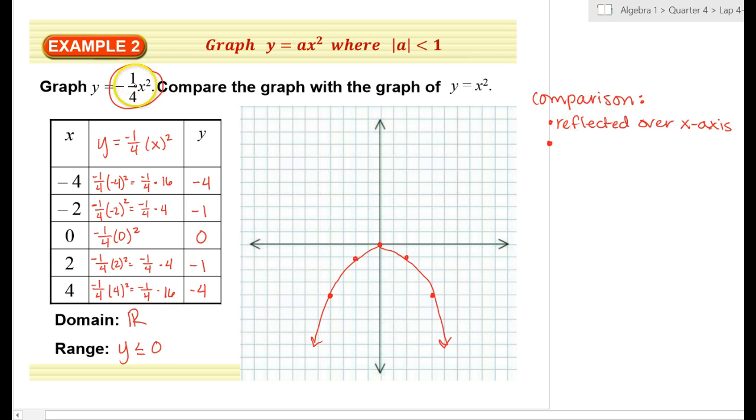But if we look, my a value is less than 1, which means there is a vertical shrink. It's wider, by 1/4. And that's my comparison to the parent function.